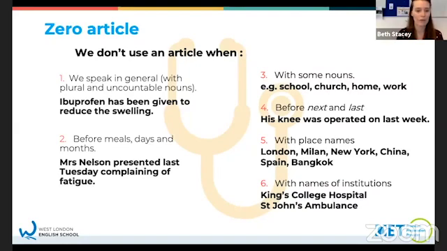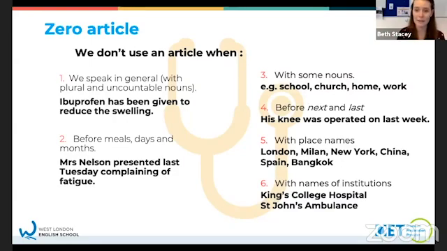Now, we also don't use anything before meals. So we don't say the breakfast, we just say breakfast. We put nothing before days. The example here, Mrs. Nelson presented last Tuesday complaining of fatigue. So it's not the last Tuesday, it's just Tuesday. And also with months. So maybe Mrs. Nelson first presented in February. It's not a February, the February, just in February.